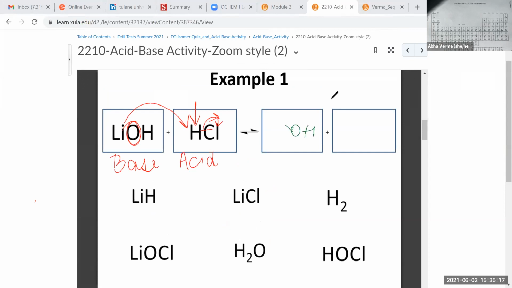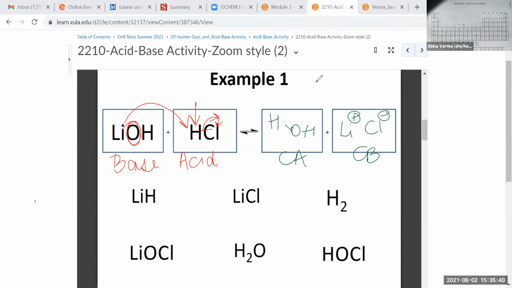HOH, lithium chloride, and then show me who's the conjugate acid and who is the conjugate base. The last thing that you can do is tell me the direction of this reaction.